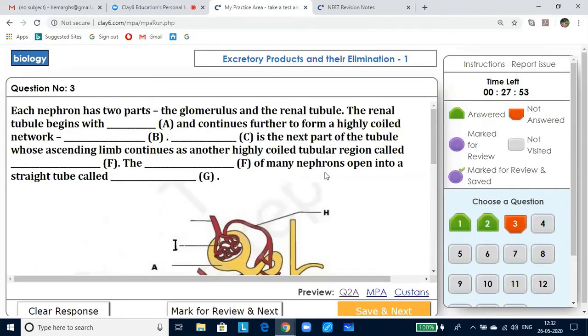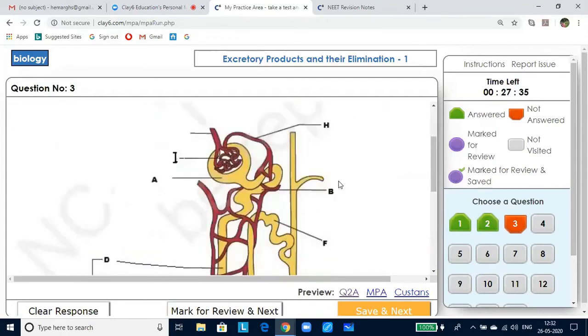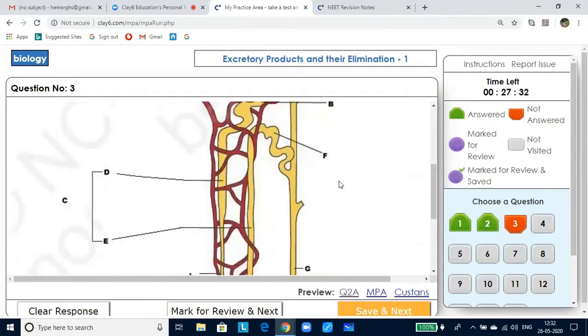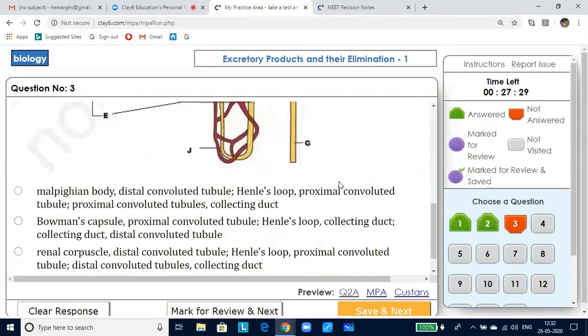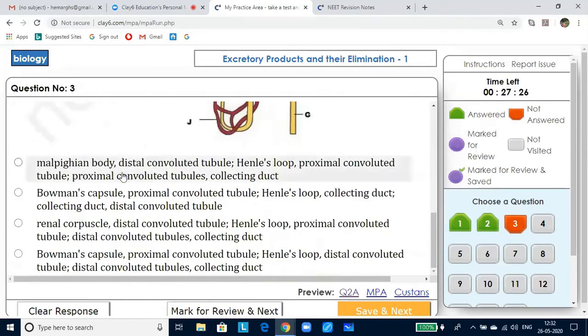Each nephron has two parts, the glomerulus and the renal tubule. The renal tubule begins with A and continues further to form a highly coiled network, B. C is the next part of the tubule whose ascending limb continues as a highly coiled tubular region called dash. The F of many nephrons open into a straight tube called dash. So if you look at it, it is very clear. It is Bowman's capsule, proximal convoluted tubule, Henle's loop, distal convoluted tubule, and the collecting ducts.